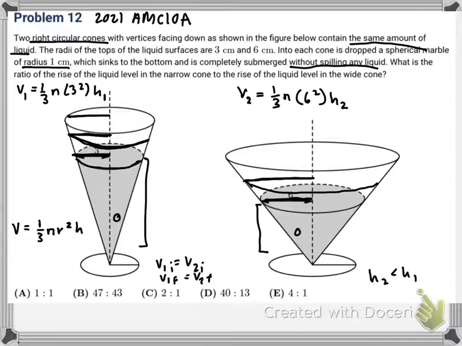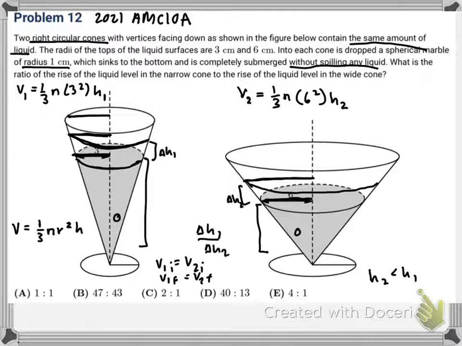What is the ratio of the rise of the liquid level in the narrow cone to the rise of the liquid level in the wide cone? So if I call this delta H1 and this delta H2, this is the change in H1 and the change in H2. We want to find delta H1 over delta H2.